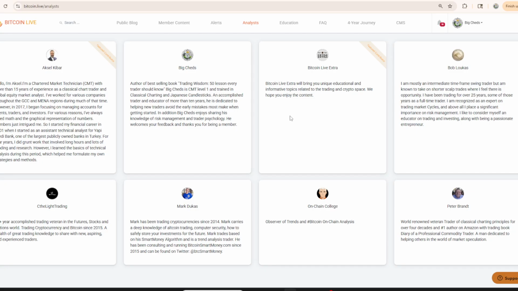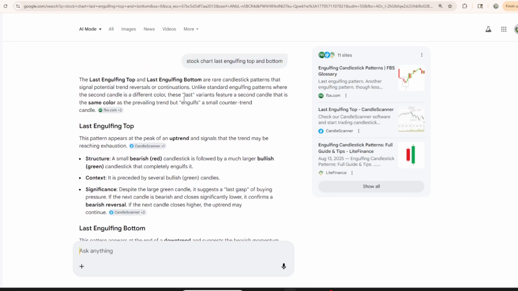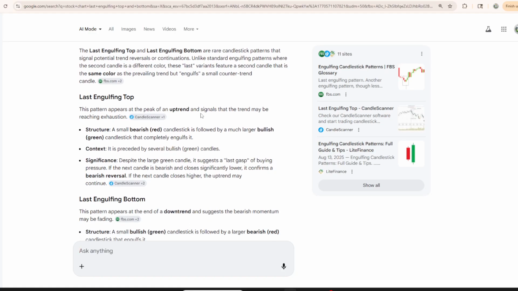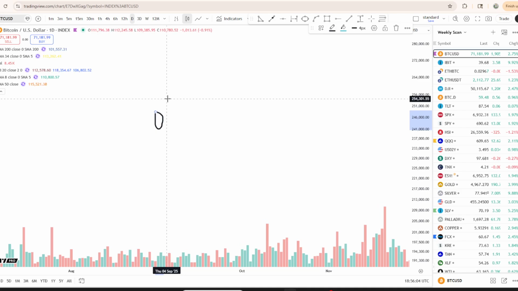For today's lesson, we're going to take a look at a pattern. It's a Japanese candlestick pattern called last engulfing top and last engulfing bottom. Now, you may be familiar with a bearish engulfing candle or a bullish engulfing candle, and that, very simply put, is where you have a smaller candle, and then another larger candle where the candle body completely engulfs the body of the prior candle.